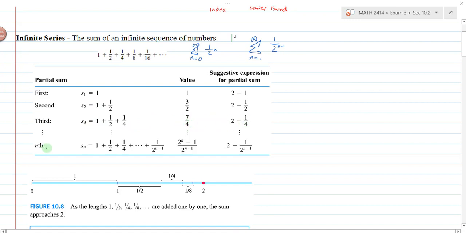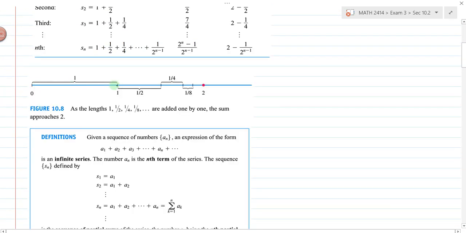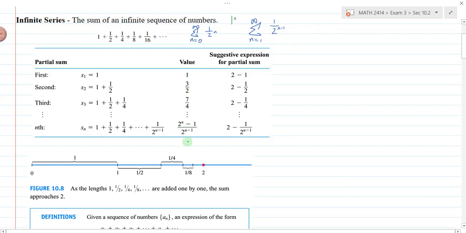And then if I look at the nth partial sum, that would be every term here, and then plus 1 over 2 to the n minus 1, and that value is going to be equal to this, which I could express as this. What that tells me is that this infinite series is approaching the number 2. So as the terms are added one at a time, the sum approaches 2. Not any one of these partial sums is going to be exactly equal to 2. It's the limit as n goes to infinity that's actually going to be equal to 2.